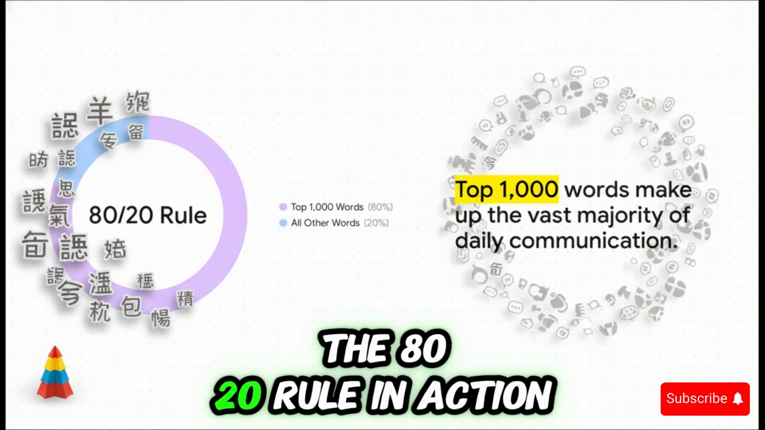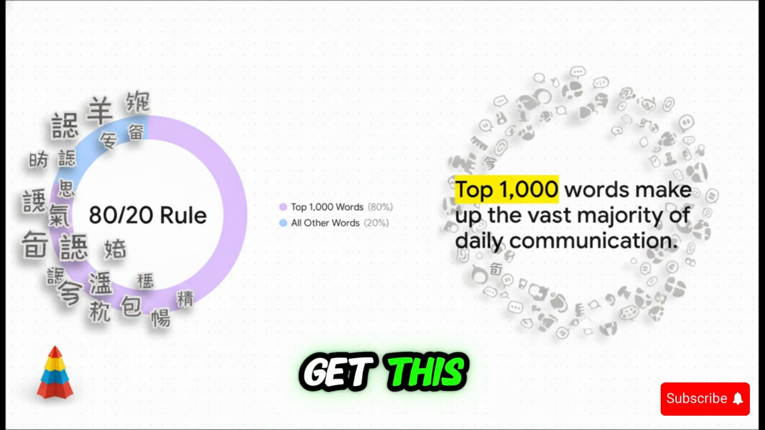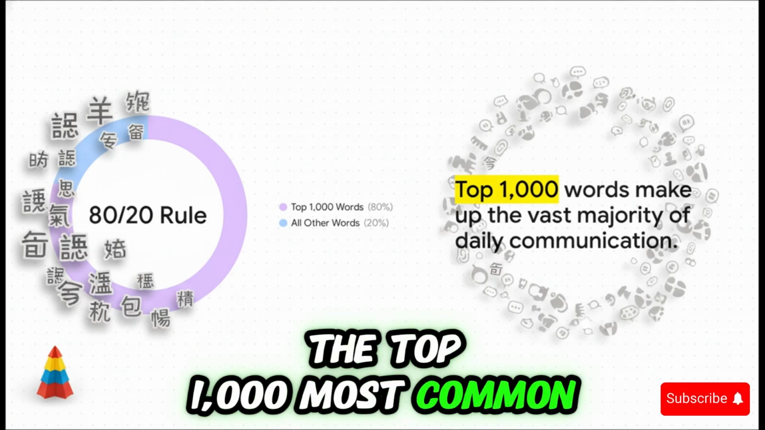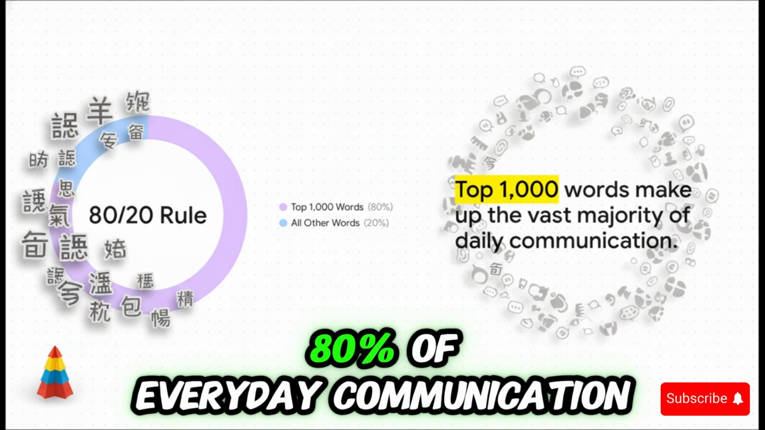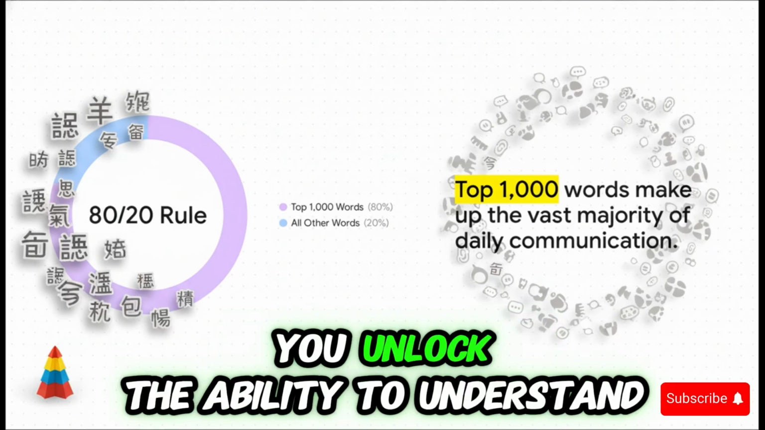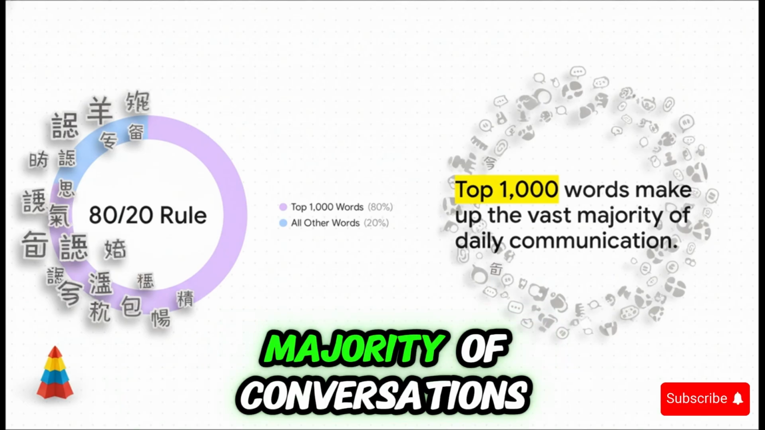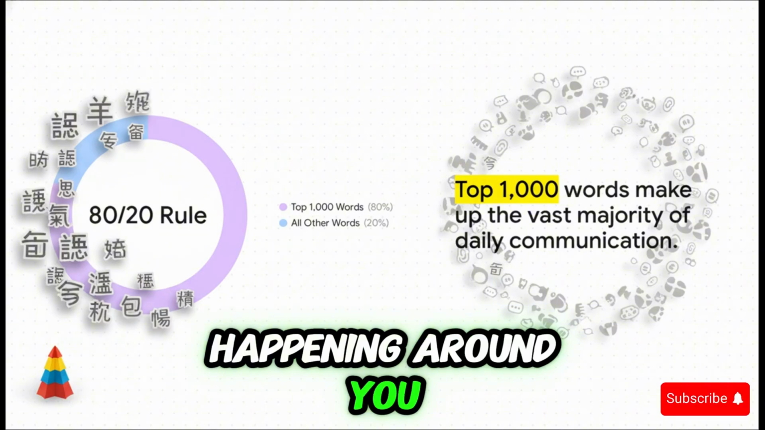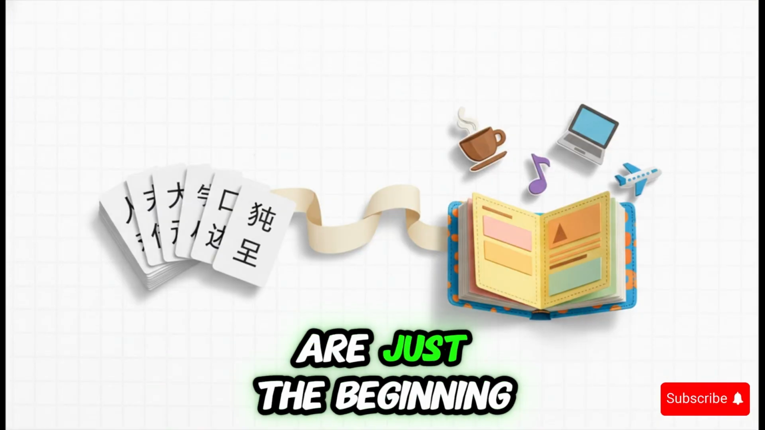It's the 80-20 rule in action. Get this, the top 1,000 most common words make up a staggering 80% of everyday communication. Just think about that. By mastering that core vocabulary, you unlock the ability to understand the vast majority of conversations happening around you. But, frequency lists are just the beginning.